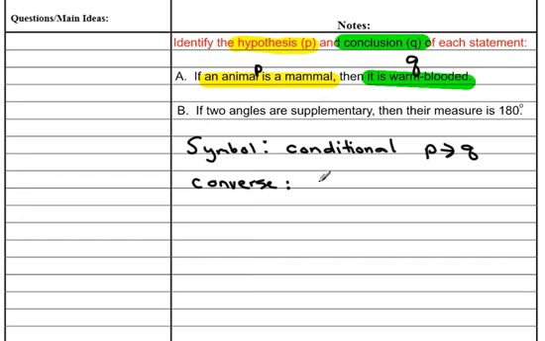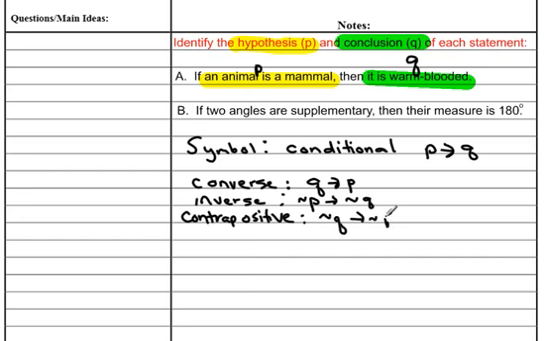So instead of P then Q, we're going to take Q then P. The inverse is to negate your original P and Q. So you're not going to change the order of P and Q, you're just going to negate it. And remember the symbol for negate is the tilde. So we're going to negate P and negate Q. And then finally we have contrapositive. And the contrapositive is when we take both the converse and the inverse and combine them. So we're going to take the opposite of Q and then the opposite of P.